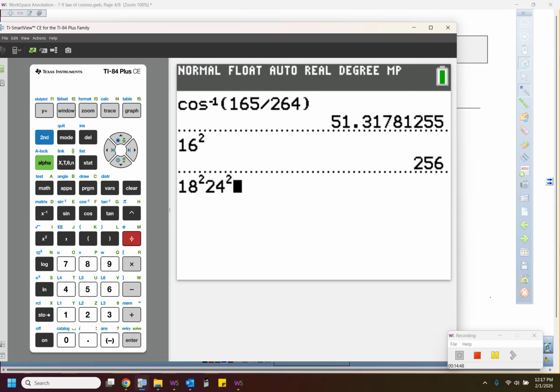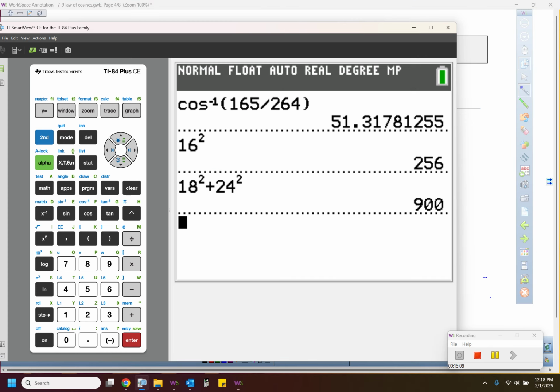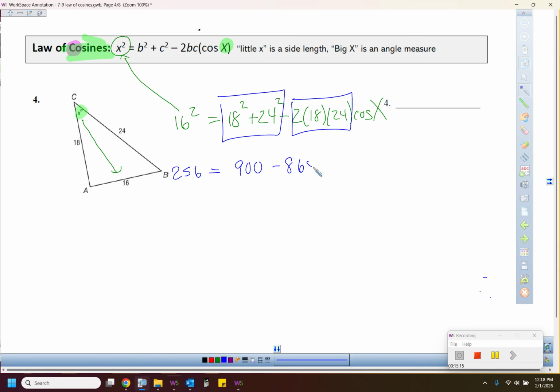Nah, I forgot a plus. Sorry, guys. 18 squared plus 24 squared. Didn't square it. Holy cow. 18 squared plus 24 squared is 900. Sorry for the delay. 2 times 18 times 24 is 864. And that'll be times the cosine of big X.